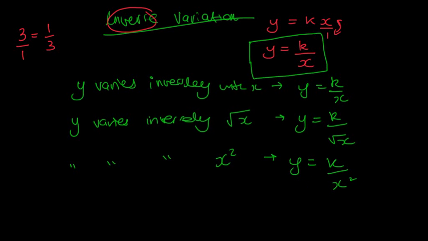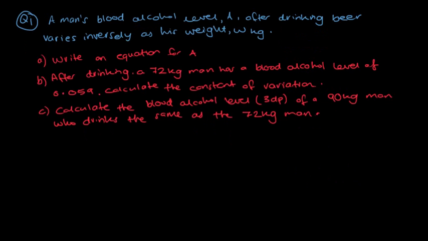So we're going to get straight into a question. We've got a man's blood alcohol level A after drinking beer varies inversely as his weight W kilograms. Some people are not sure what the difference is between direct variation and inverse variation, in terms of how do I know when to use it. You can see very quickly that it actually says the word inversely. So if it's going to be inverse variation, it'll have inversely in there. Again, we have a keyword there, varies. They'll sometimes put proportional and that type of stuff in there as well.